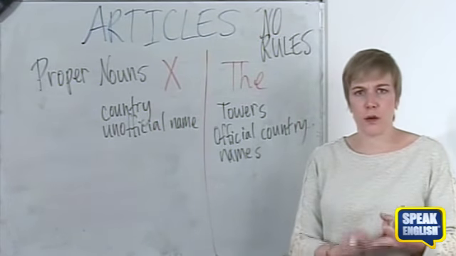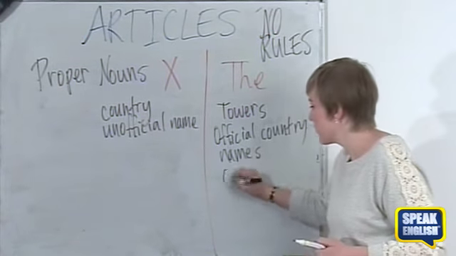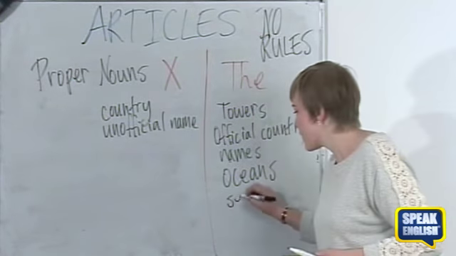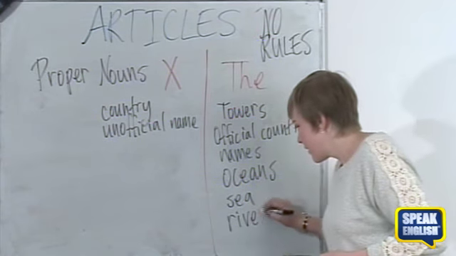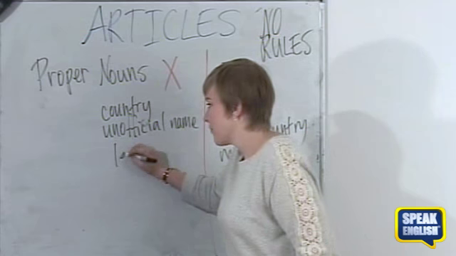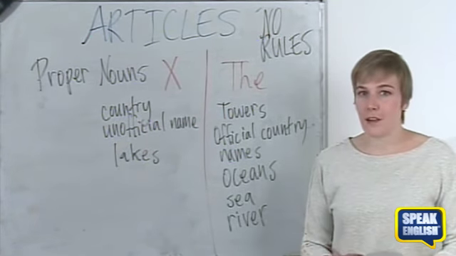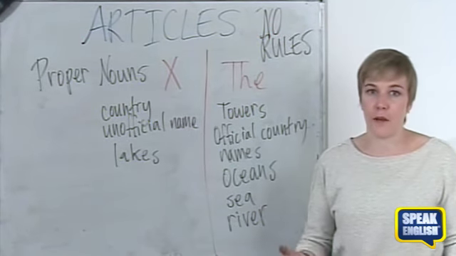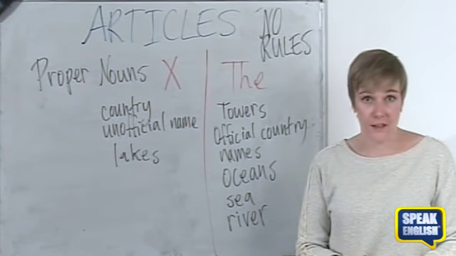What about oceans, lakes, and rivers? For oceans, typically we're going to use the. For seas, again, we use the. For rivers, again, the. But unfortunately, for lakes, nothing. So again, this is a very difficult rule with proper nouns where unfortunately you just have to memorize it. And articles are very complicated in general, so keep practicing them.